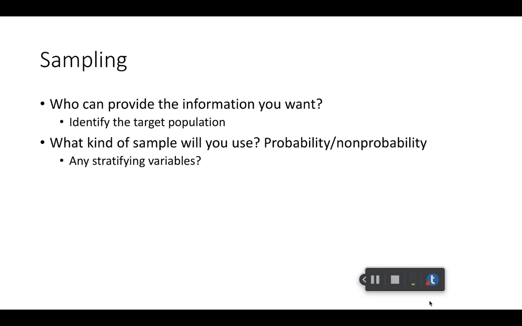So sampling is the next stage. And here the basic question is, who can provide the information that you want? What's the target population? And we try to identify that target population as clearly as possible. And then the question is, what kind of sample will you use? What sampling strategies make sense? Will you be using probability or non-probability sampling methods? And once you've made that decision, within those categories, what kinds of sampling methods will you use? Will you use any stratifying variables, for example?